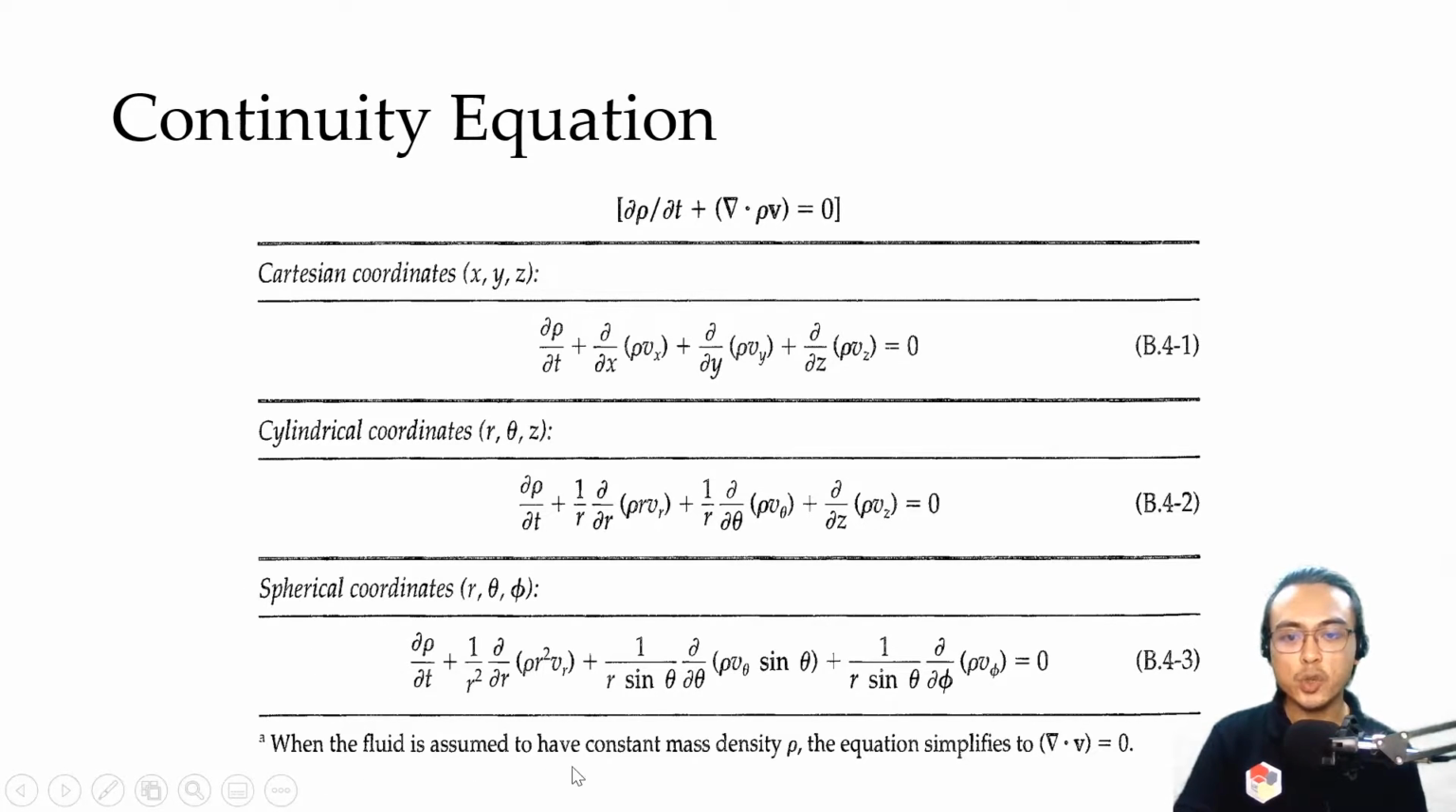We have another simplification here. When the fluid is assumed to have constant mass density rho, the continuity equation simplifies to the divergence of the velocity vector equal to 0, meaning the density will be removed from these differentials. It will just be the partial derivative of Vx with respect to x plus the partial derivative of Vy with respect to y plus the partial derivative of Vz with respect to z is equal to 0. That's the same thing with the cylindrical and spherical coordinates.